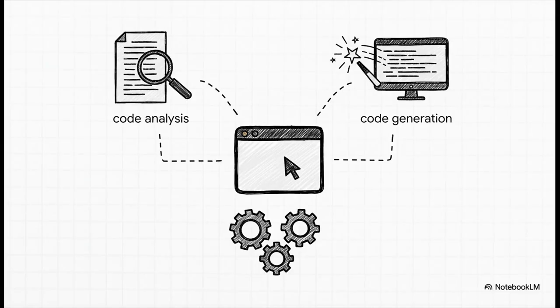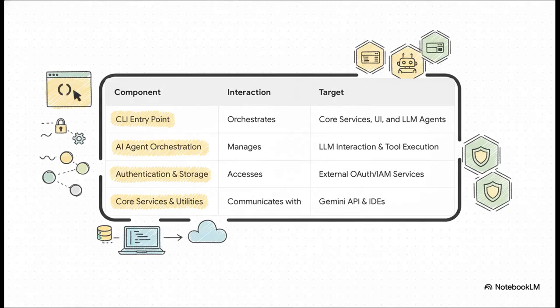At its heart, the repository's main job is to give developers a command-line interface to work with the Google Gemini AI model. It's really built for tasks you'd encounter in the development lifecycle, things like analyzing code, generating new code, and automating various processes. The architecture is designed to be a modular command-line app.